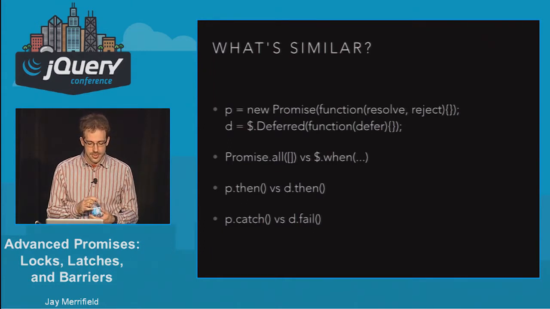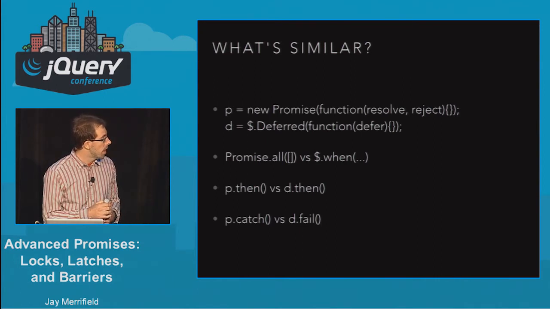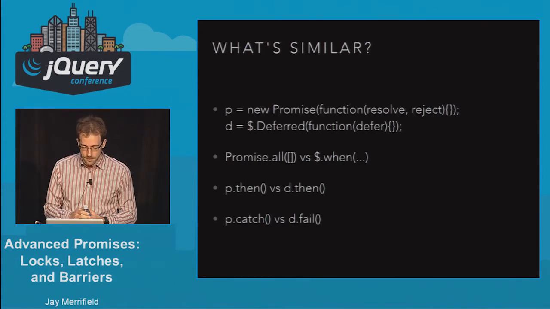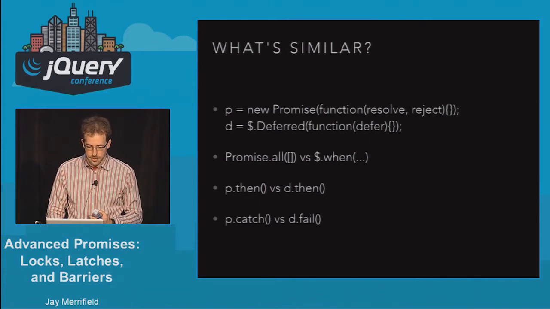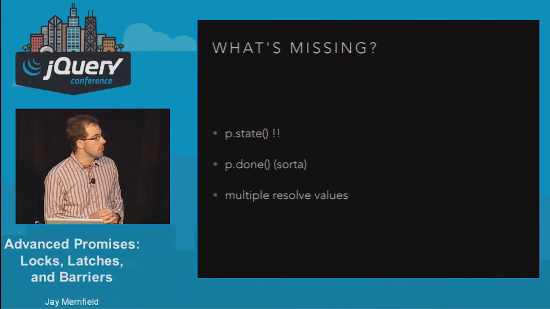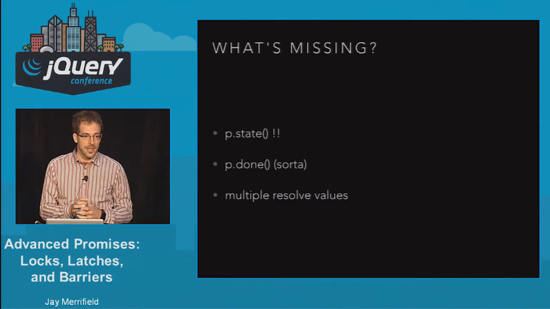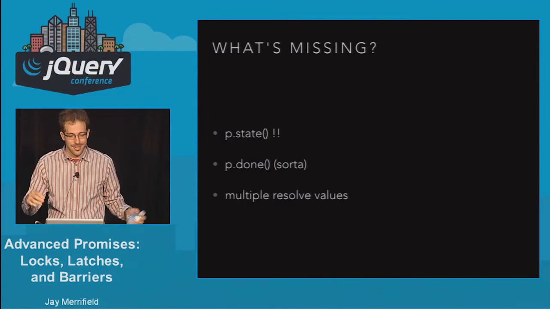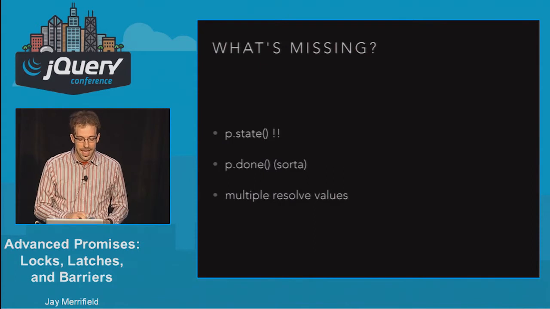P.then versus D.then, that's pretty straightforward. Essentially the same thing. P.catch versus P.fail is again pretty much straightforward, same thing. What's missing? There is no p.state. And this drives me nuts, because you saw one of my demos had a p.state to filter out the promises that were done. I find that very frustrating, that they don't have that.